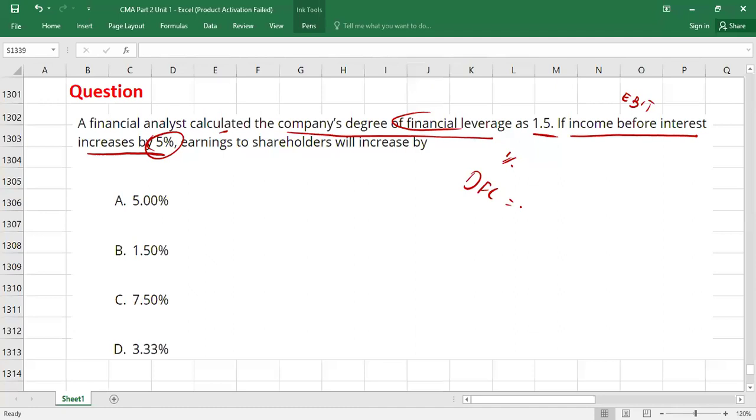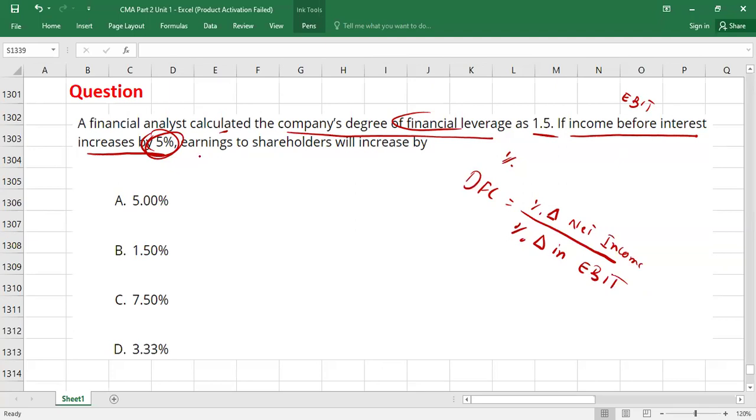So let's write the formula. What was the formula, guys? Degree of financial leverage in percentage. You have to memorize the formula, guys. If you will not memorize, it will be trouble for you. So the formula was percentage change in net income divided by percentage change in EBIT, because he told you percentage, the percentage formula will apply. This was the formula for financial leverage.